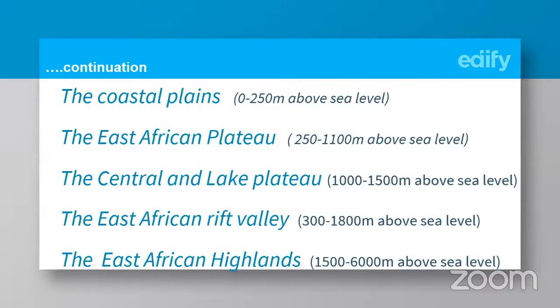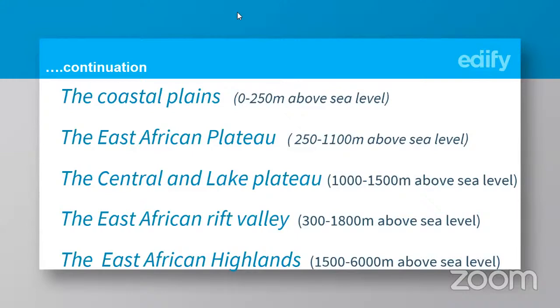Okay, so we'll continue. We have 5 major relief regions: the coastal plains, which we have defined, the East African Plateau in the eastern part, the Central and Lake Plateau. Do you realize that they keep increasing in height above the sea level? The plains are quite flat. If you're standing at the sea level, they're literally not so different. Then the plateau is equally flat. Then the Central and Lake Plateau, we are seeing it rising from between 1,000 to 1,500. Then also this one rises to 1,800. And then the highlands, the real mountains, are really raised. So those are the relief regions of East Africa.